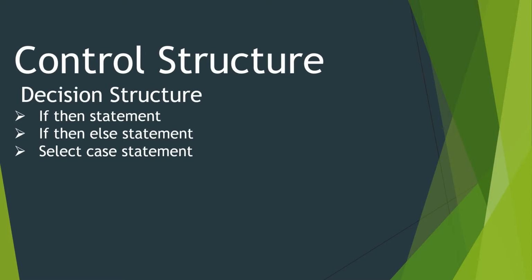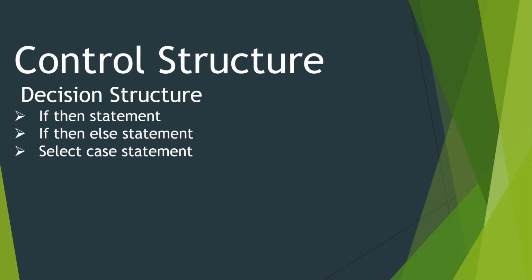What do you mean by control structure? A programming construct used to alter the flow of control in a program from normal sequential execution is called a control structure. Control structure has been divided into two parts. One is your decision structure and the second is your looping structure.